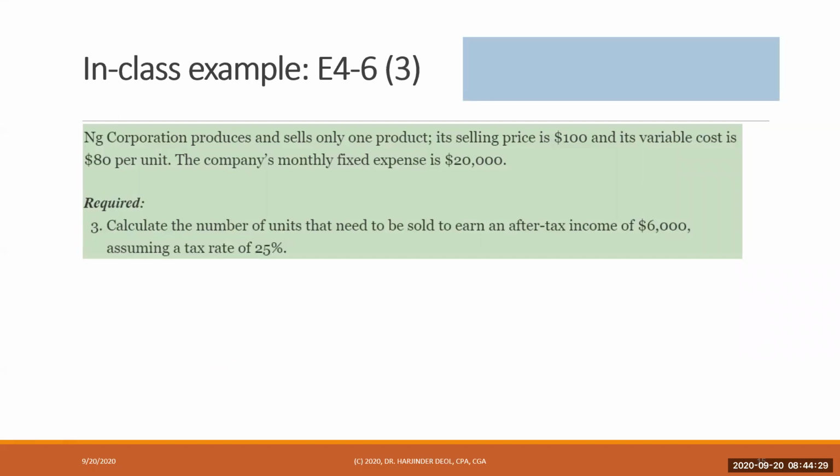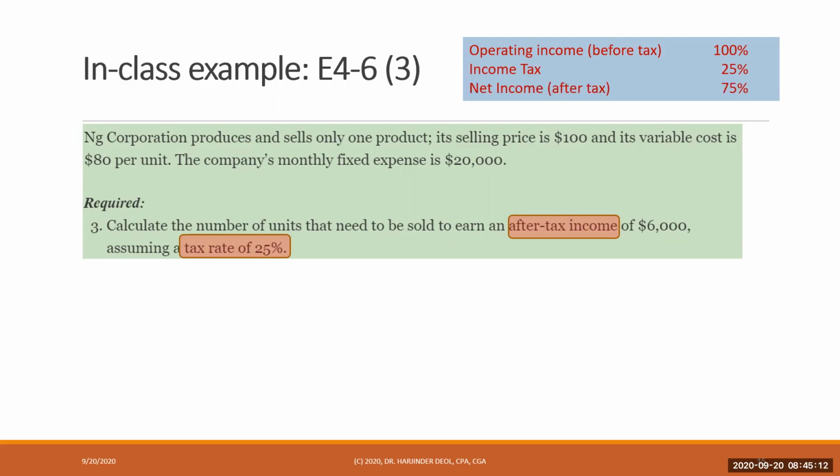Third part, same facts. And in the third part, we are asked to calculate the number of units that need to be sold to earn an after-tax income of $6,000, assuming a tax rate of 25%. So this is after-tax income. After-tax income is net income. So we want to earn after-tax income of 6,000, and we're given a tax rate of 25%. So how does this work? If my operating income were 100%, my income tax will be 25%, meaning net income, the after-tax income, will be 75%. So I have to first convert the after-tax income into a before-tax operating income.